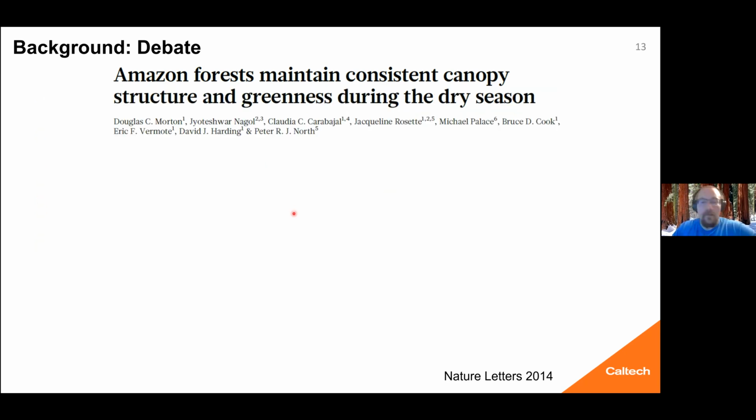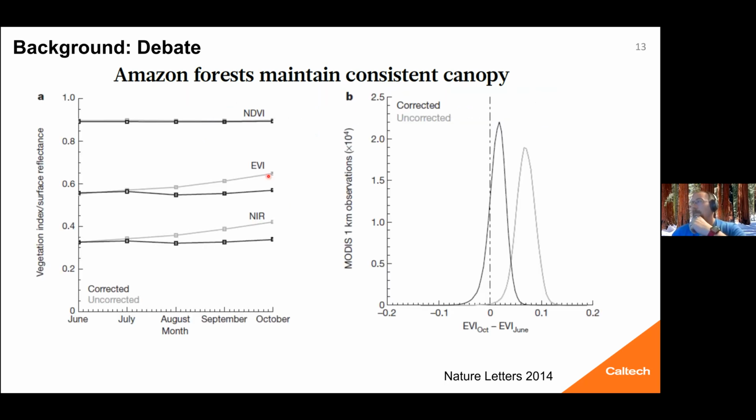I believe this paper was by Doug Morton in 2014. What they're showing here are these gray lines, which is uncorrected surface reflectance data, and then the black line is corrected surface reflectance data. And they show the histograms. So you can see that this histogram shifts greatly towards 0. And so they argue in this paper that the effect they're seeing is an artifact of sun sensor geometry and not an actual increase in greenness in the Amazon.